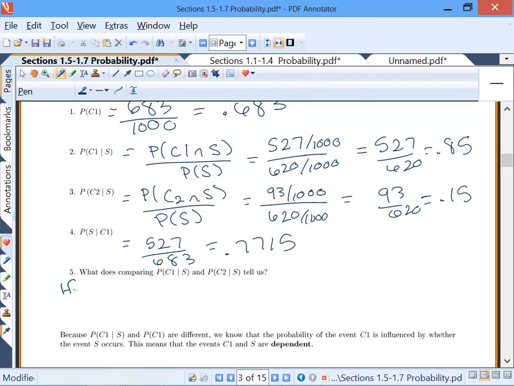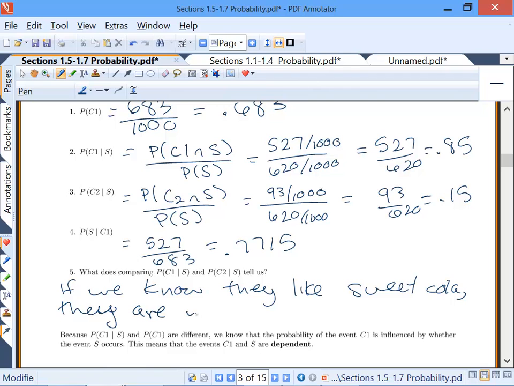So if we know they like sweet cola, they are more likely to prefer cola 1.